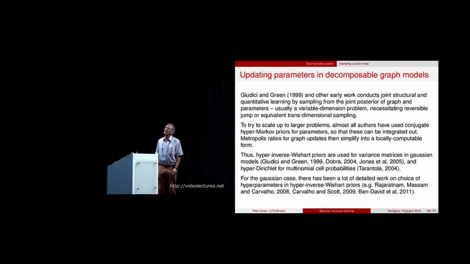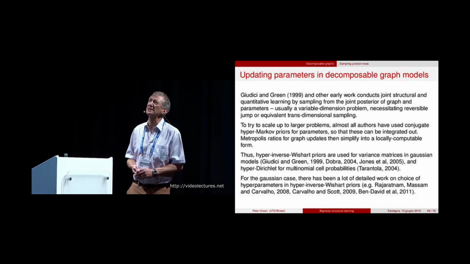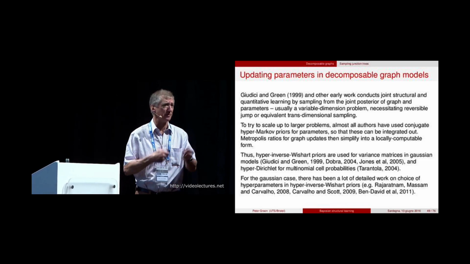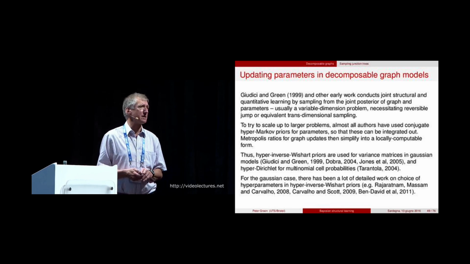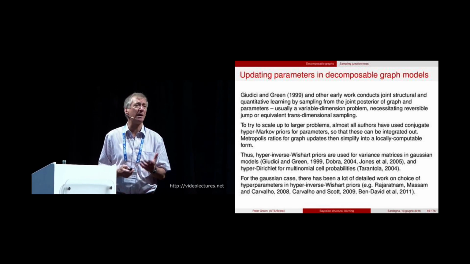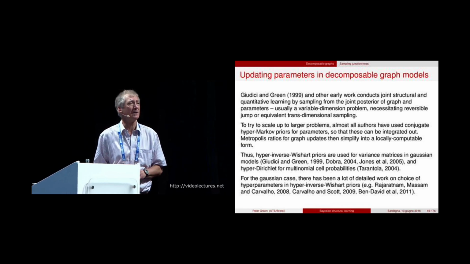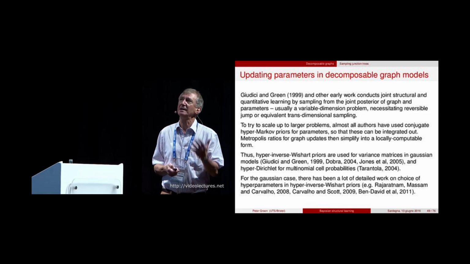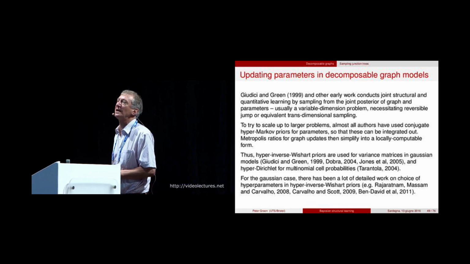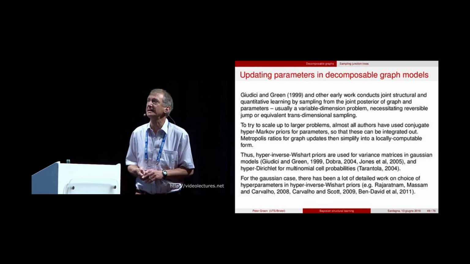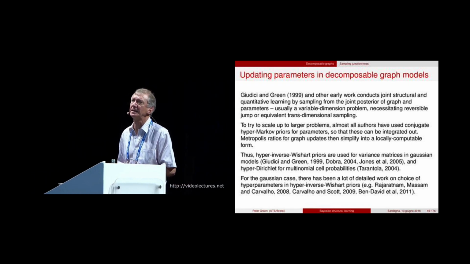Let me say, I haven't talked about parameters here. In early work, people tended to use reversible jump type or other transdimensional sampling to jointly sample from this variable dimension posterior distribution. But in order to try and scale up to larger problems, very early on, people started to use conjugate hyper-Markov priors for the parameters so that those could be figured out. And what you get then is that the Metropolis ratio for updates to the graphs can be simplified into a locally computable form. So these so-called hyper-inverse Wishart priors have been used for variance matrices in Gaussian models and hyper-Dirichlet for the multinomial case. And there's been a lot of work on choice of hyperparameters in those priors.